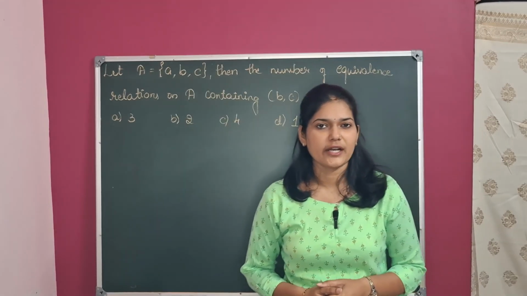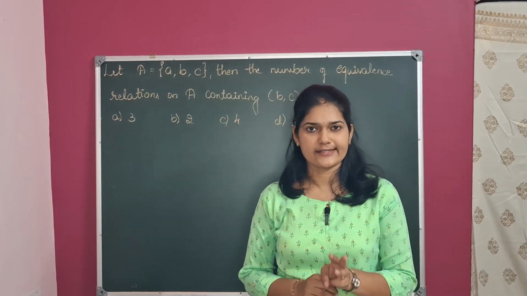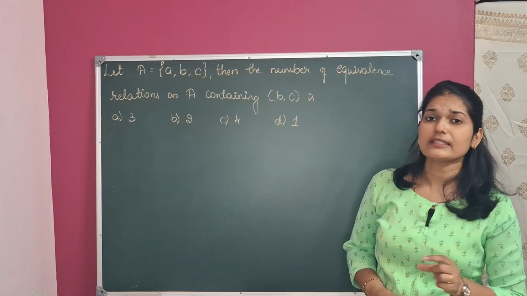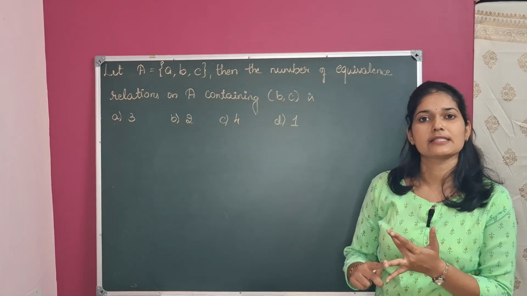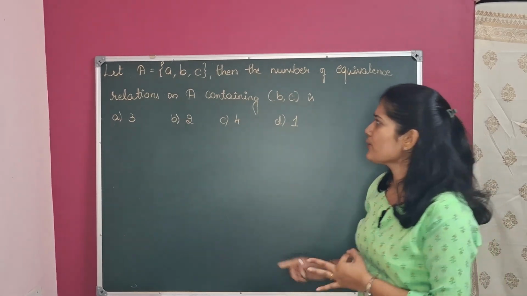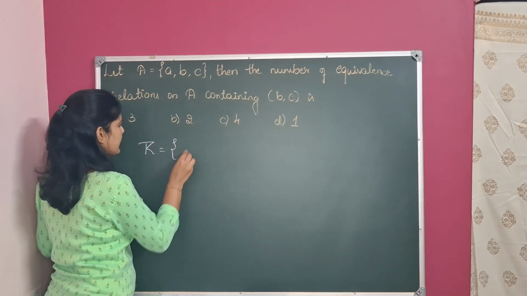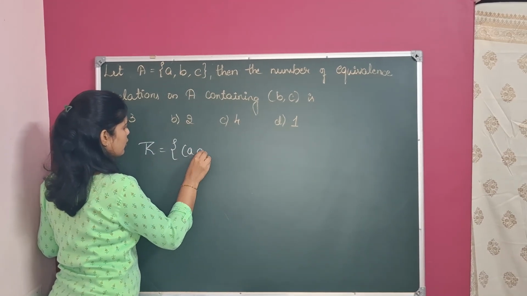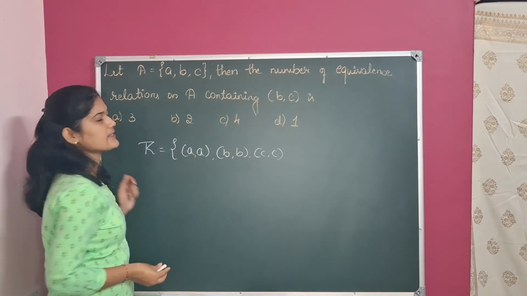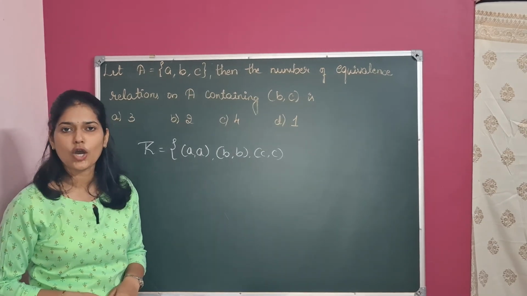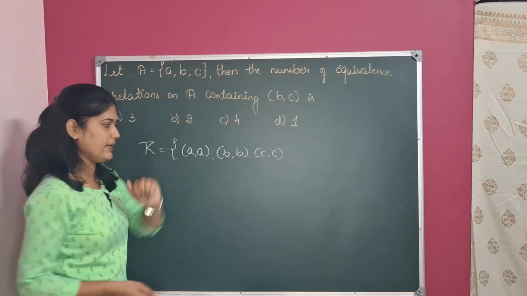So this is a problem related to relations and functions. They have given a set which has 3 elements A, B, C, and we have to find the number of equivalence relations. We know that an equivalence relation is nothing but reflexive, symmetric as well as transitive. So for the relation to be reflexive, the relation must always contain (A, A), (B, B) and (C, C). As the set has 3 elements, we must have the ordered pairs (A, A), (B, B) and (C, C). And they have already given one element, that is (B, C).